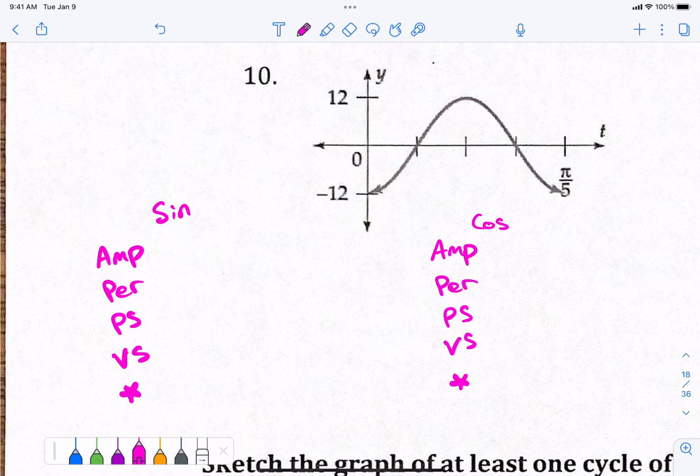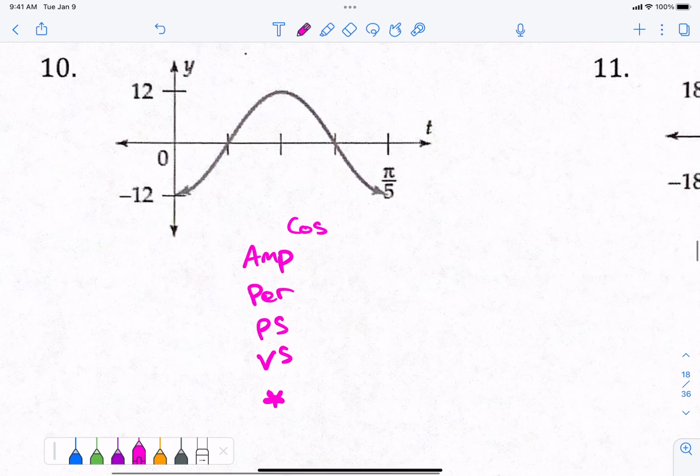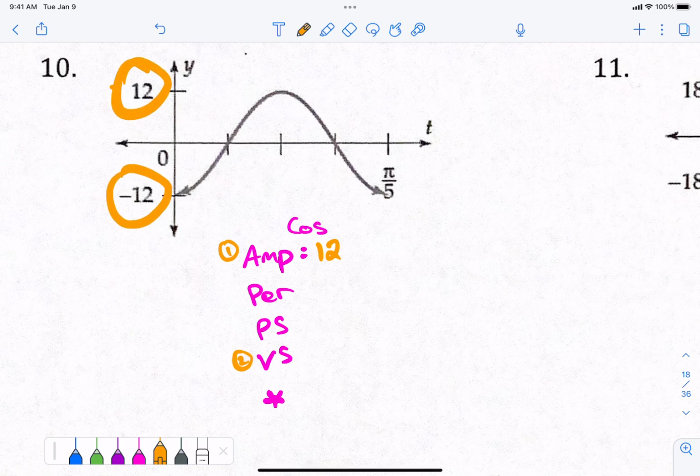Amplitude, period, phase shift, vertical shift, is he flipped? Okay, let's do the cosine one first. All right, amplitude. What is the amplitude of this graph? 12. He's going up to 12, down to negative 12. Okay, that's the first thing. I usually do the vertical shift next. Is he vertically shifted up or down? Is he shifted up or down? How do you know he's not? If he's going up to 12 and down to negative 12, he's split in the middle, so he's not moved at all. So we have no vertical shift. Do you see how that works?